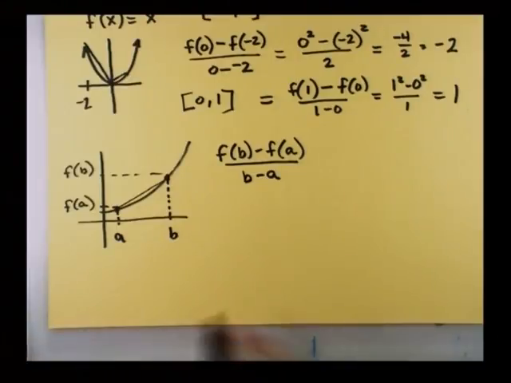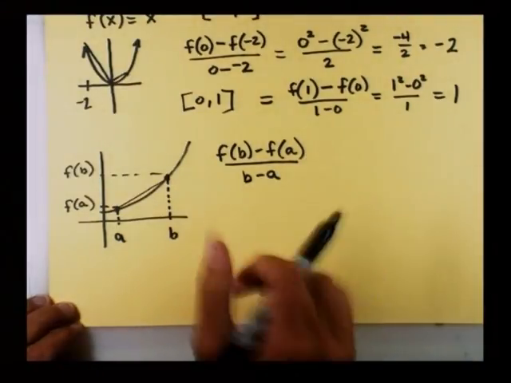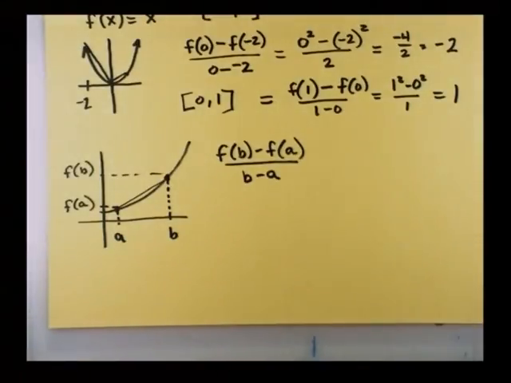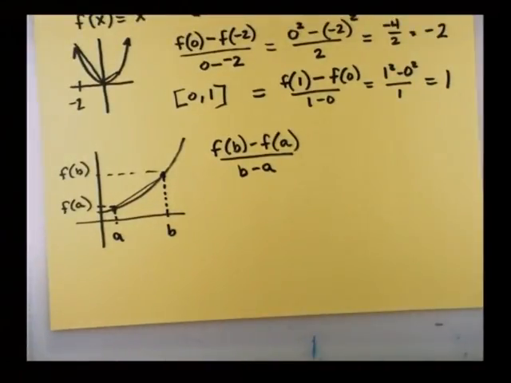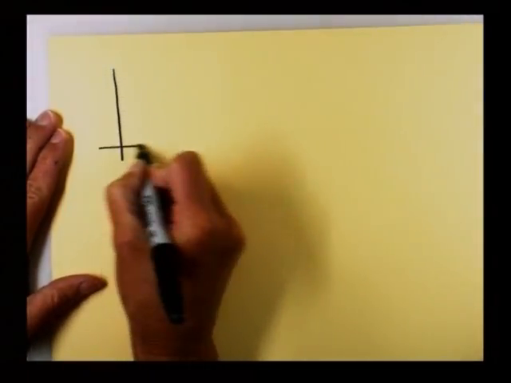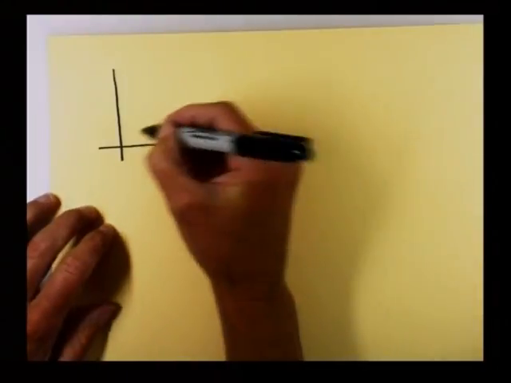Symbolically, you might see this represented for average rate of change or slope. I'm going to add one more little piece in here. Let's do another graph. I'll work our way up into this problem.